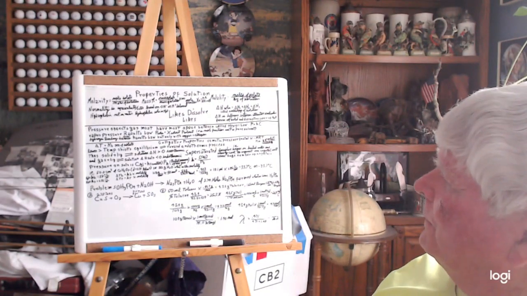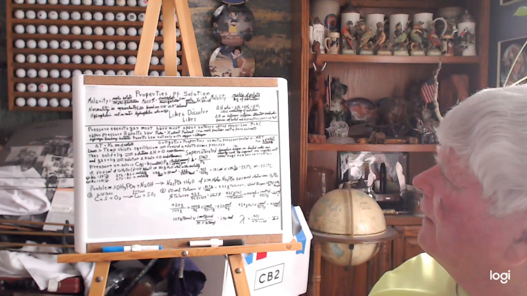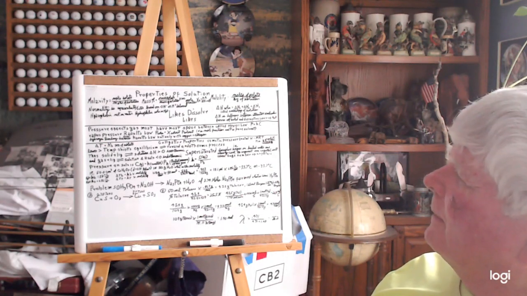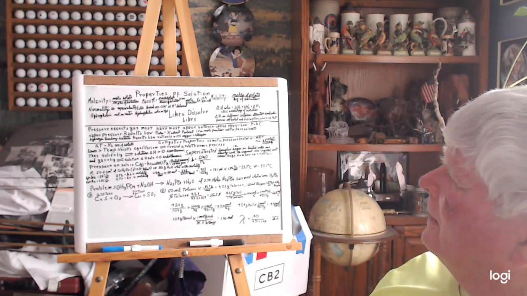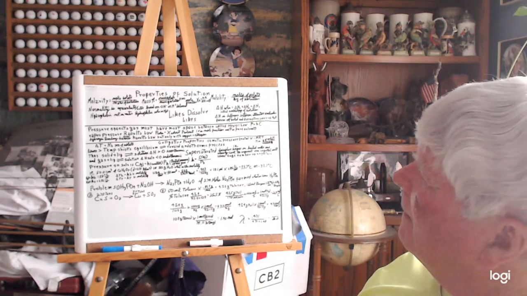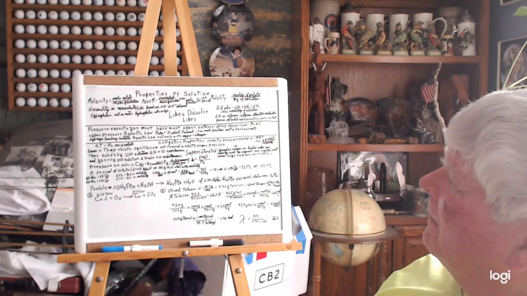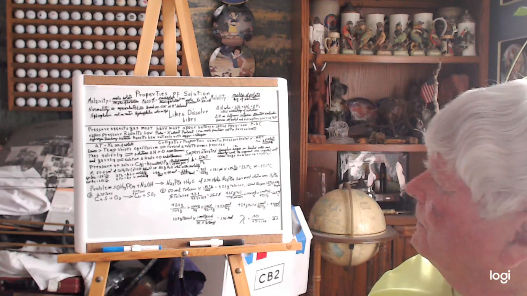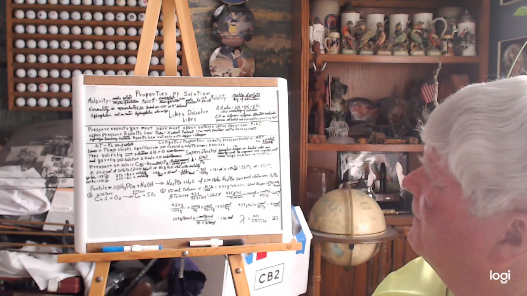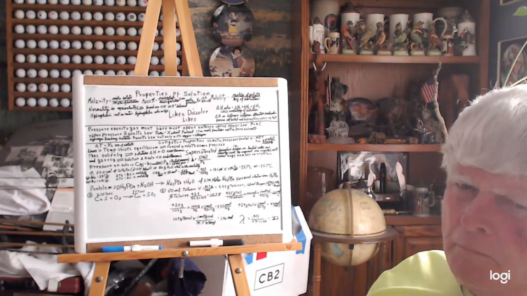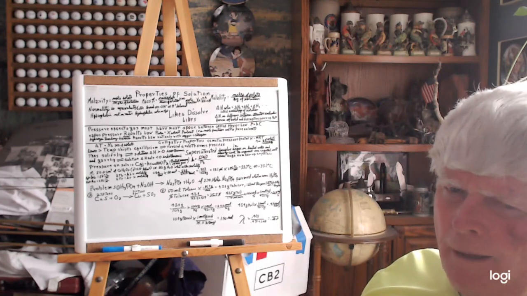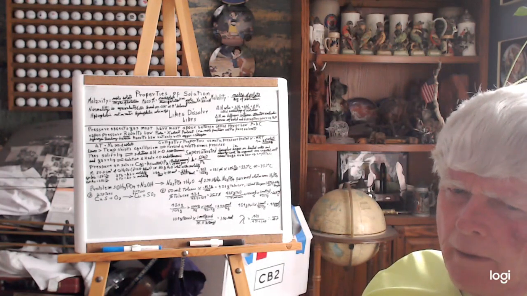Next, we go to the change in temperature. And the change in temperature is equal to Kb times the molality of the solution. K, of course, is the Kelvin temperature, and b is the boiling. So Kb would be the Kelvin boiling temperature.